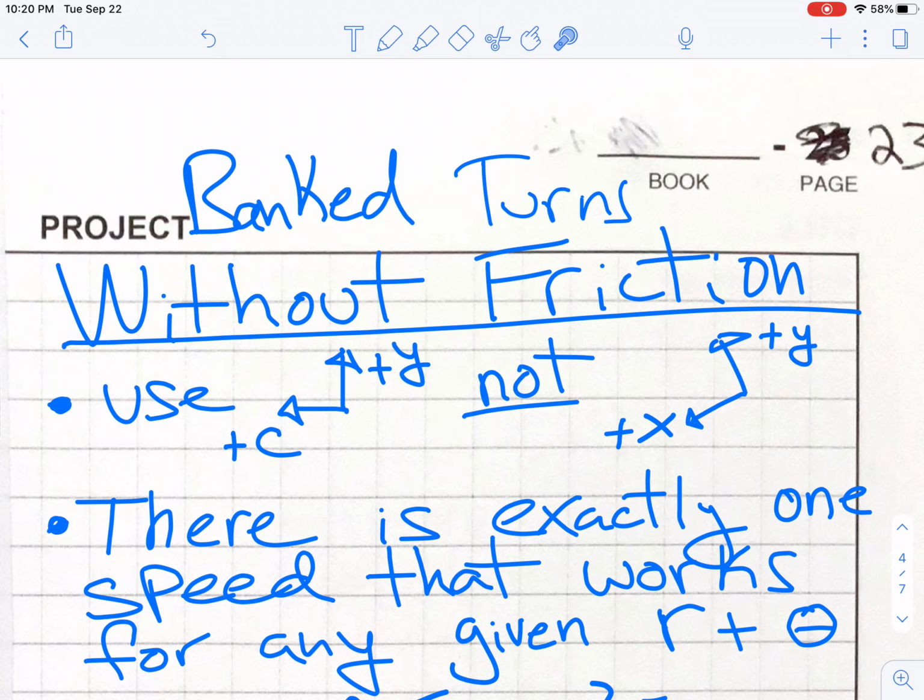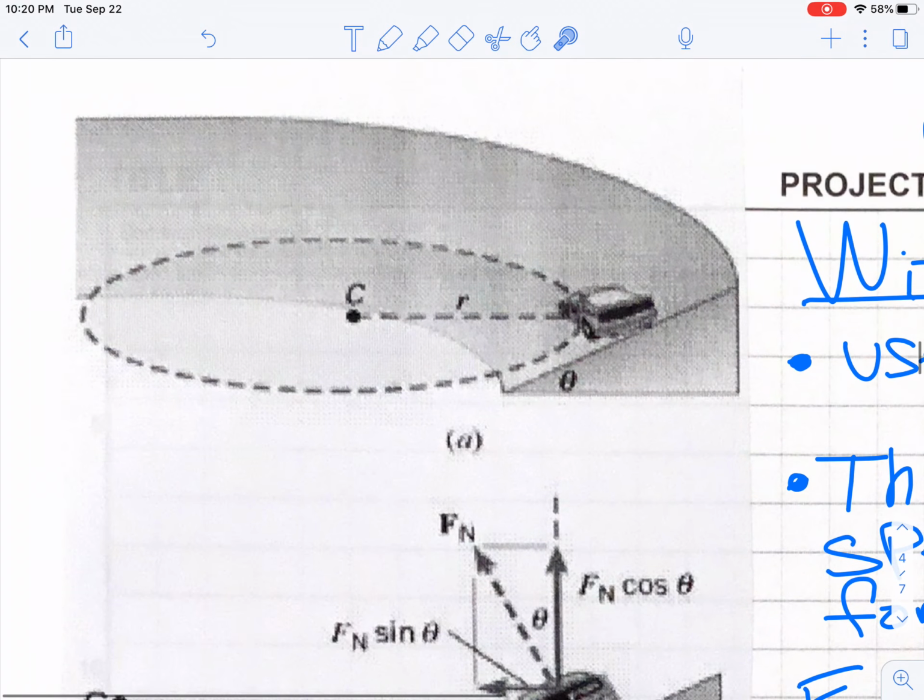If there's no friction, there is exactly one speed that's going to work for you to go around this circle without either slipping up the bank or sliding down the bank. If you go too slow around a banked curve, your car's going to have a tendency to just slide down. If you're going too fast, your car's just going to have a tendency to slide up.